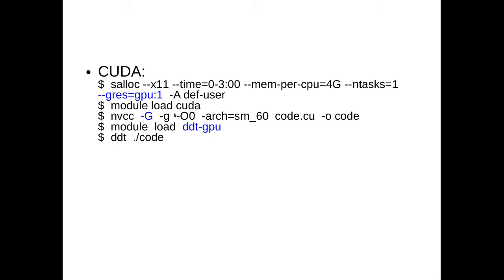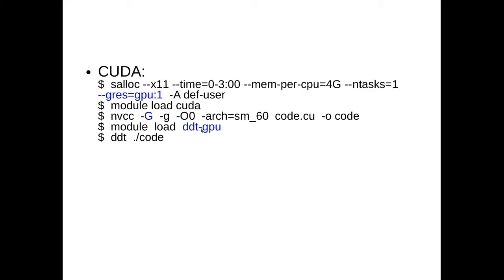sm_60. And also good advice: unless you suspect that your bug is an optimization related bug, at least initially you want to debug your code with -O0. This is zero. That disables all the optimizations. If you do not see the bug with -O0, then it's probably an optimization related bug. And then you can recompile with -G -O, let's say 2. It's a bit trickier to debug optimized code, but it is possible.